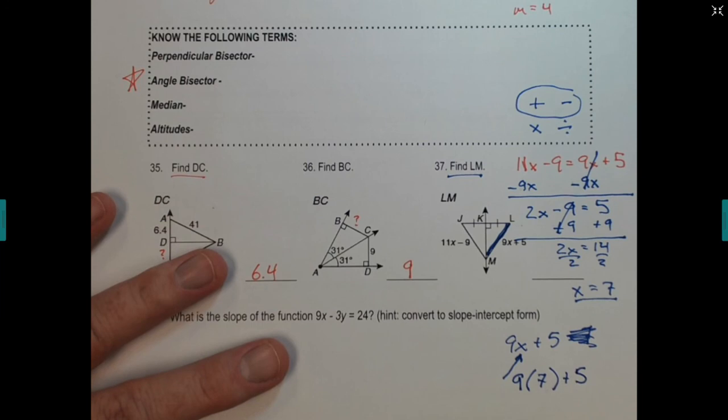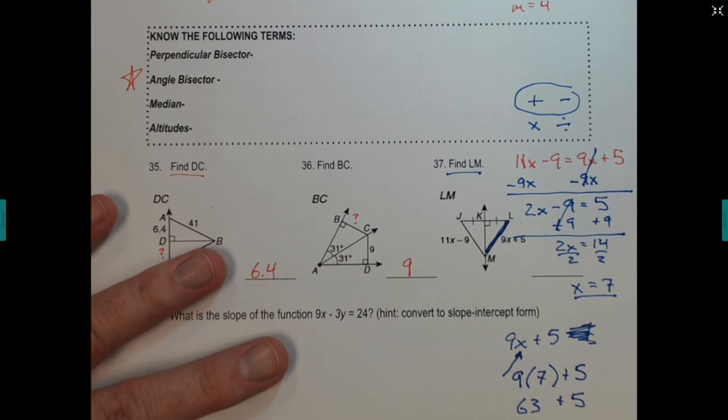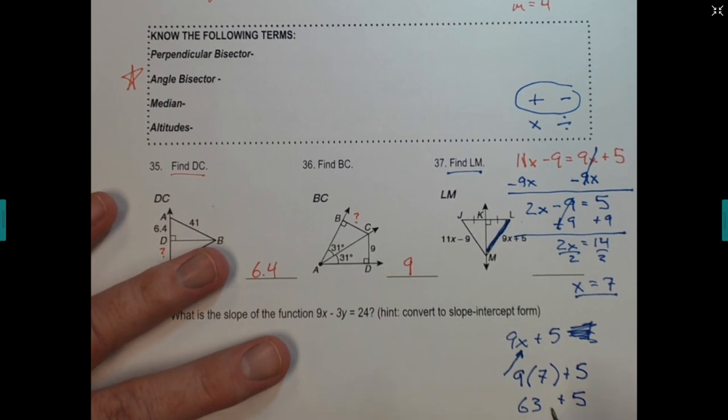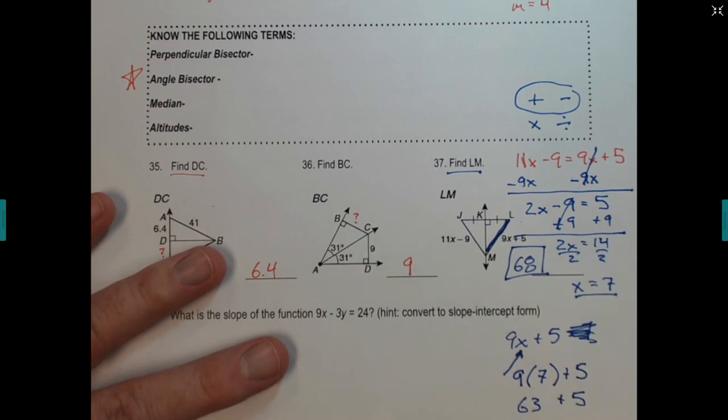You see that? Do you know what 9 times 7 is? What's 9 times 7, Maddox? You said what? 63? Yeah. Plus 5? 68. There's our final answer.